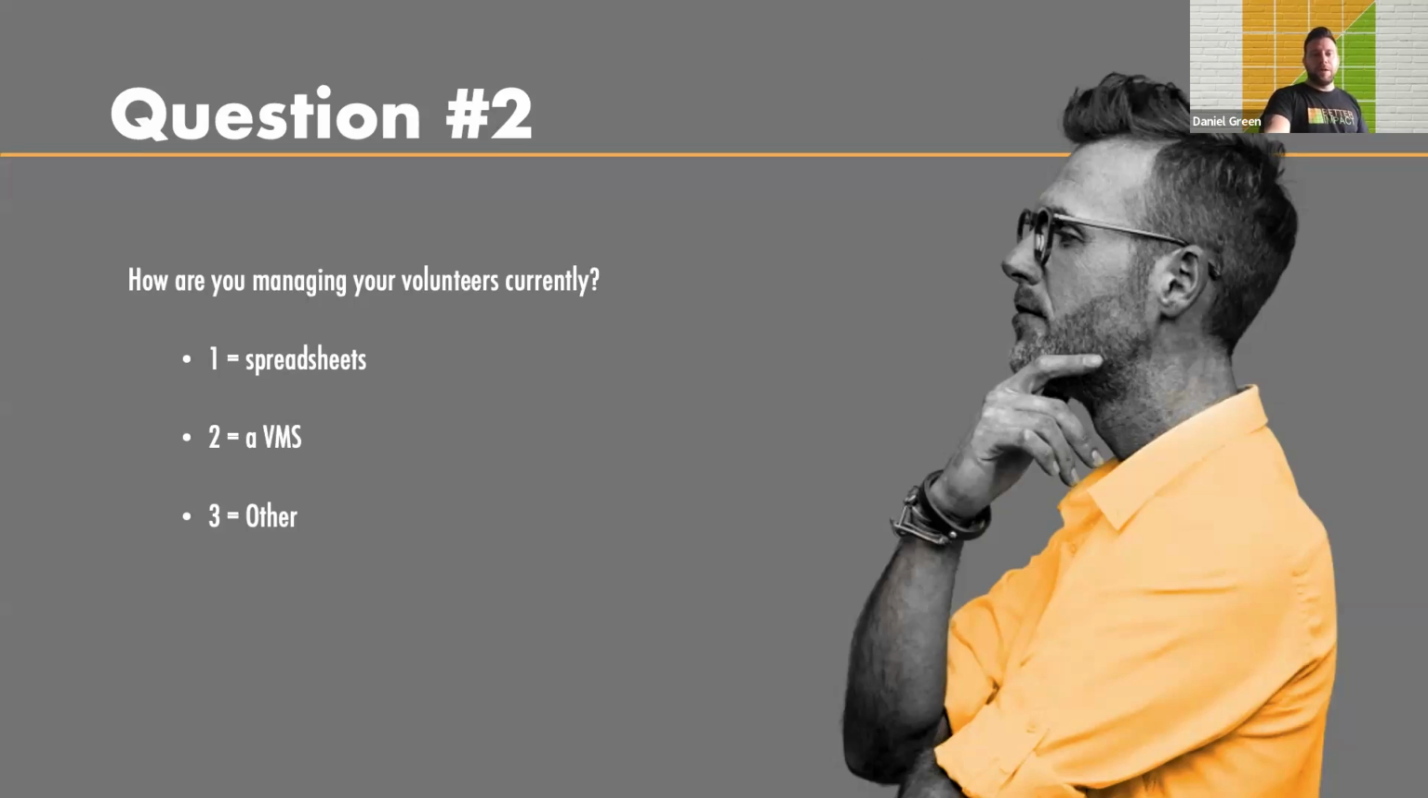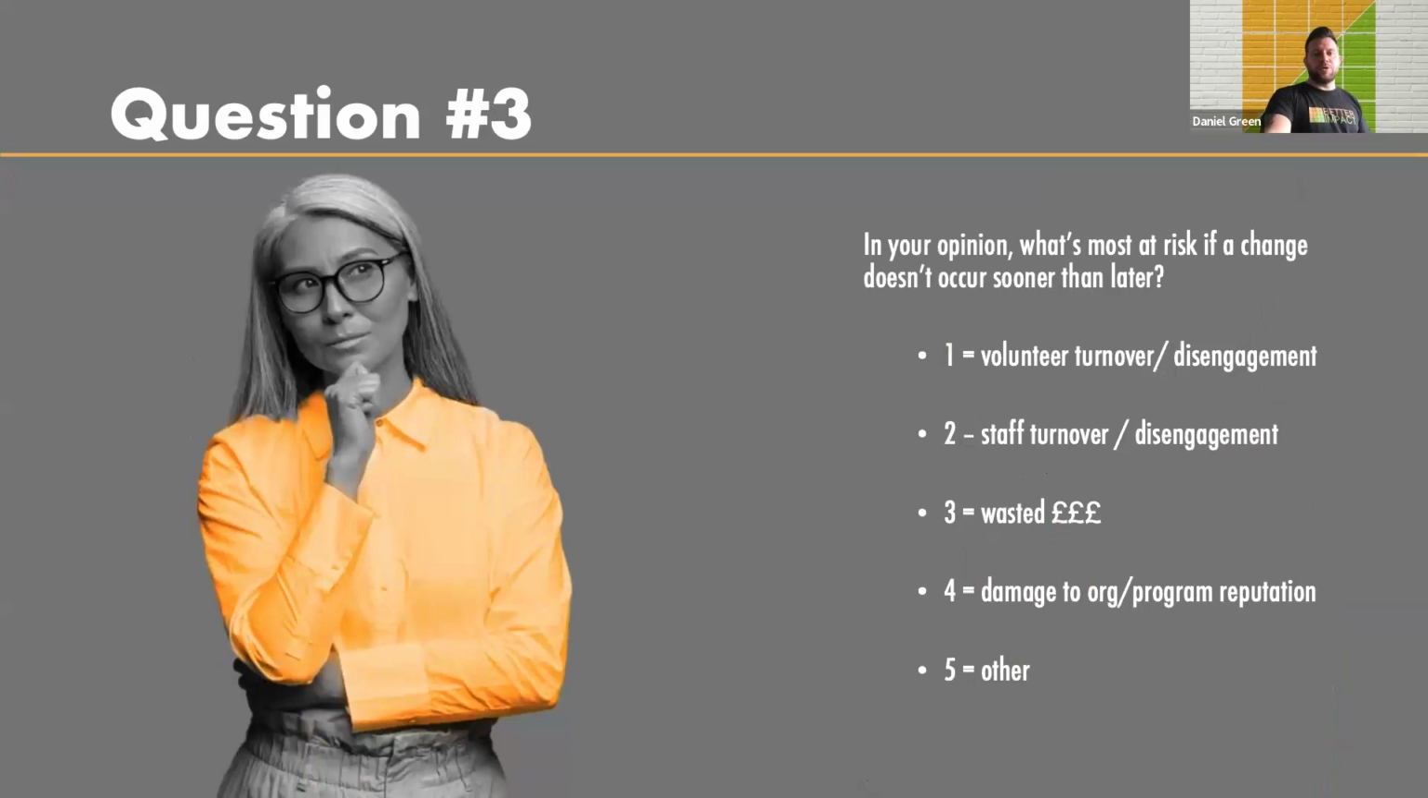Excellent, thanks everyone. And lastly, on to question 3. In your opinion, what's most at risk if a change doesn't occur sooner rather than later? Number 1, volunteer turnover disengagement. Number 2, staff turnover disengagement. Number 3, wasted money. Number 4, damage to the org's program's reputation. Or is it something else at number 5? Again, if you wouldn't mind popping your answers in, we'll see what comes up.